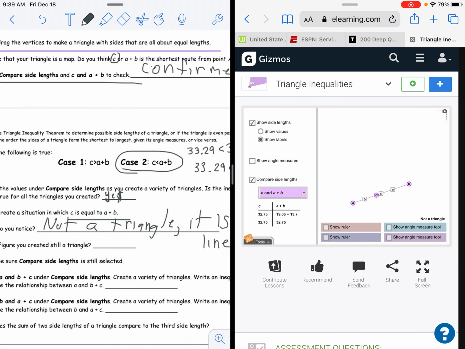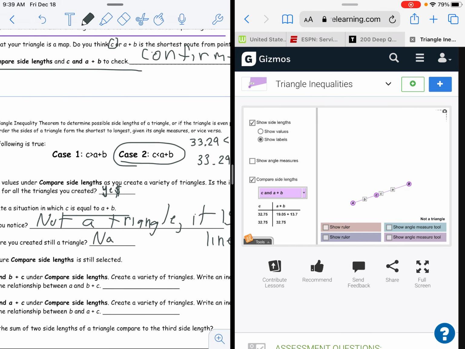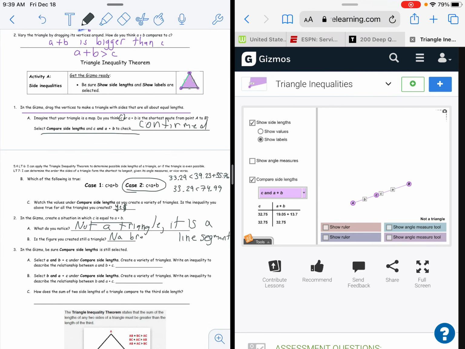So is the figure you created still a triangle? Nope, straight line. All right. So this is for C comparing A and B. Notice how we're comparing C to A plus B. Well, I'll just make a random triangle. This seems random enough. All right. Now I'm going to switch it around.